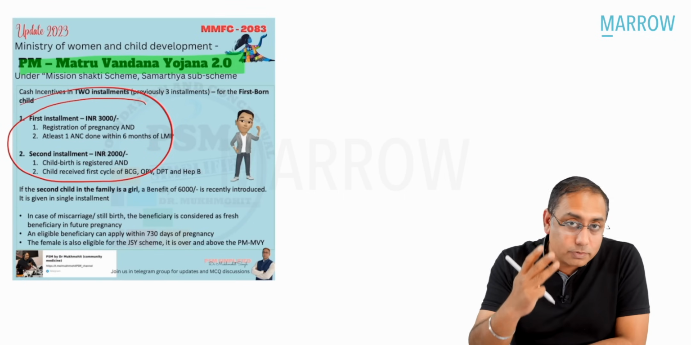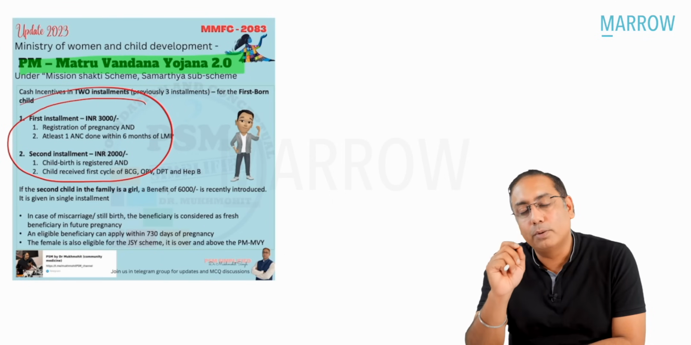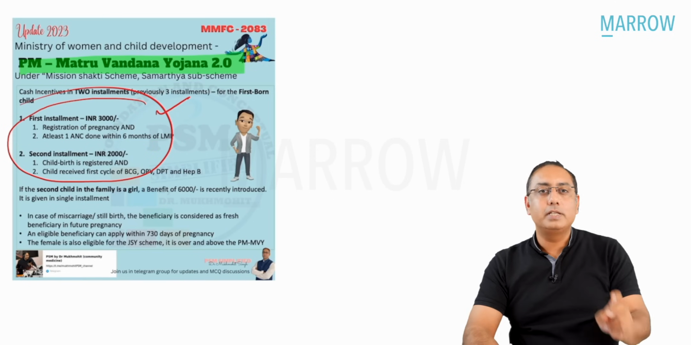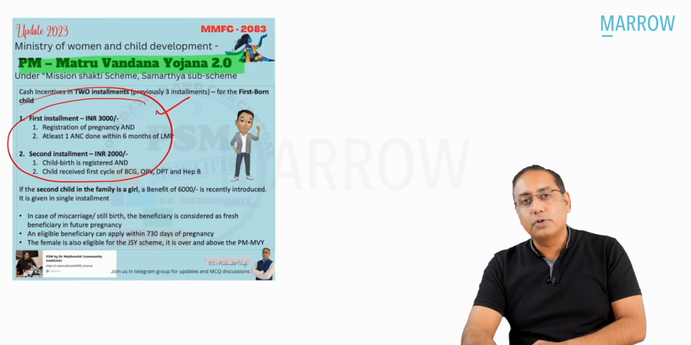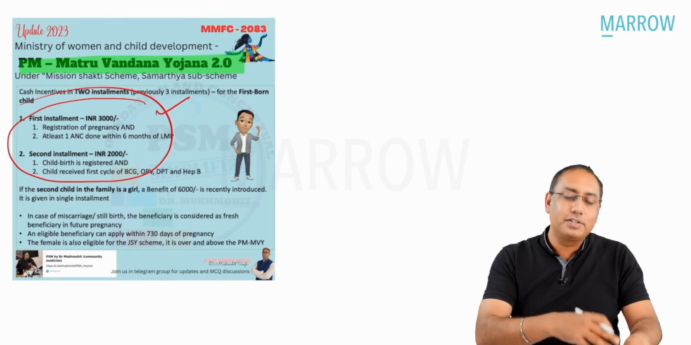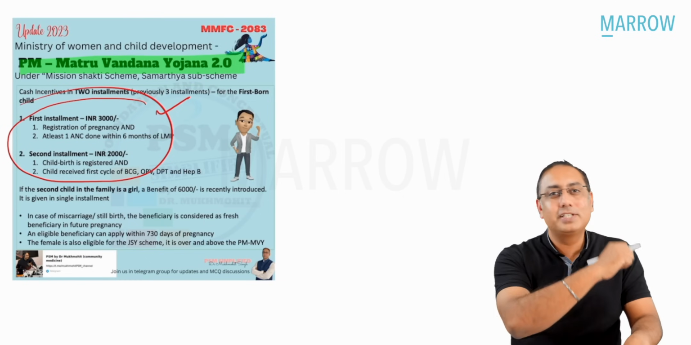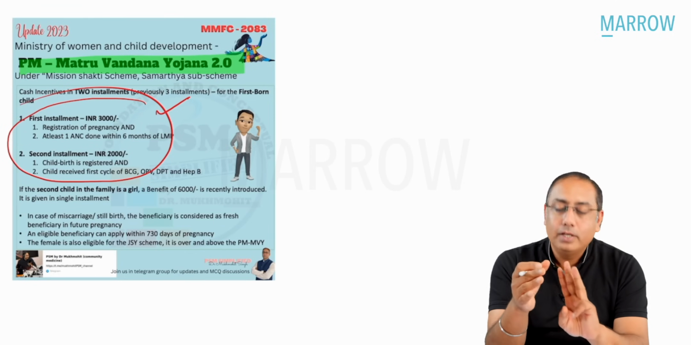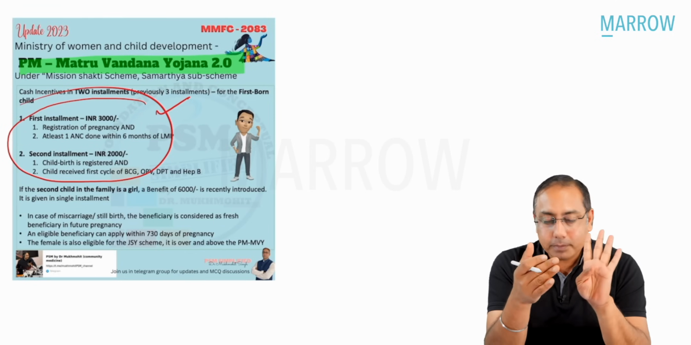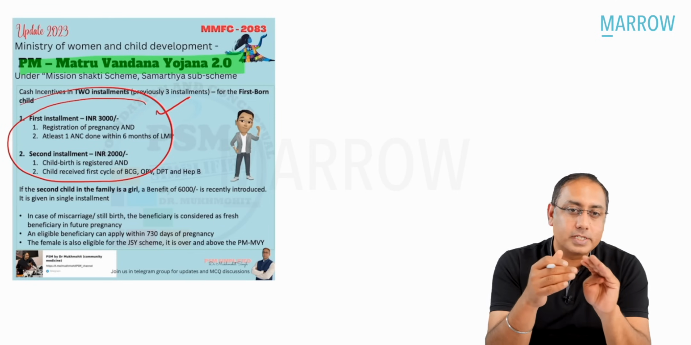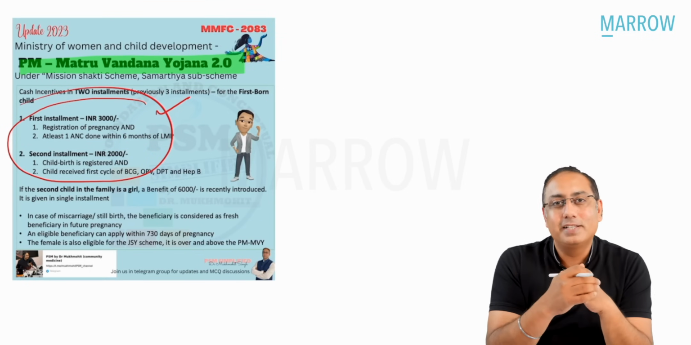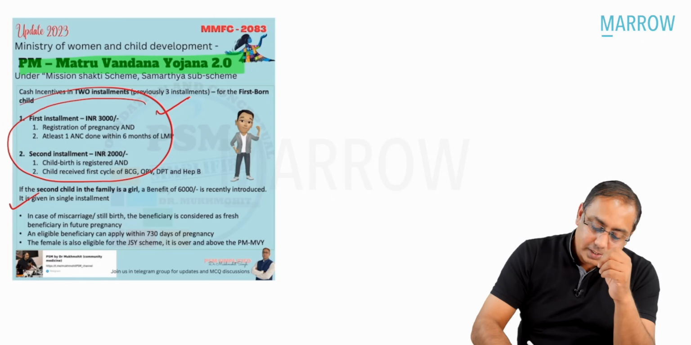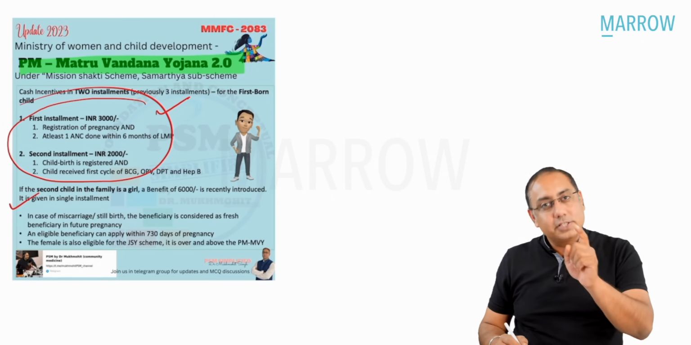The first installment is 3,000 rupees and the second installment is 2,000 rupees. The first installment is given when the registration of pregnancy and 1 ANC is done. The second installment is given when the child is born, birth registration is done, and the child has taken the first dose of BCG, DPT, OPV and hepatitis B vaccines. Then the female is eligible for the 2,000 rupees installment.